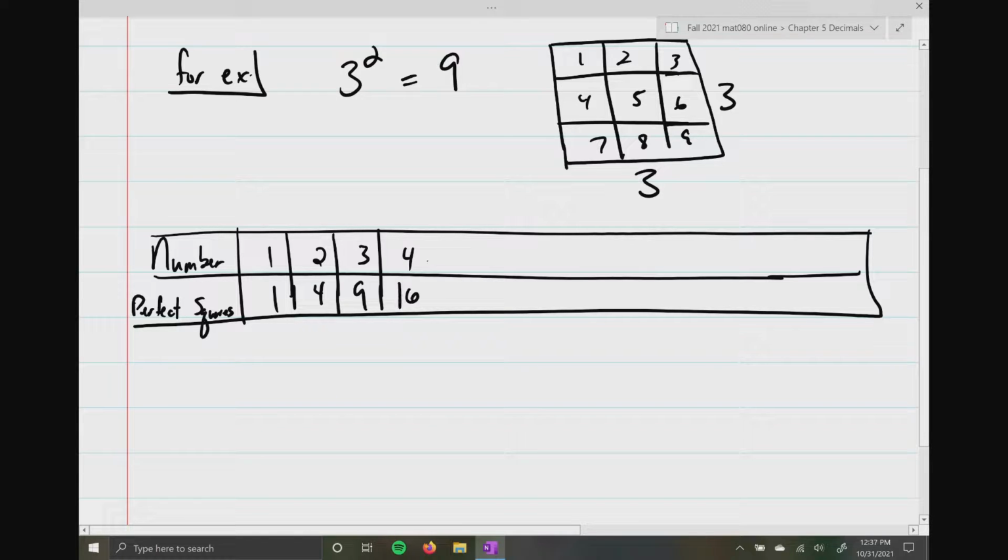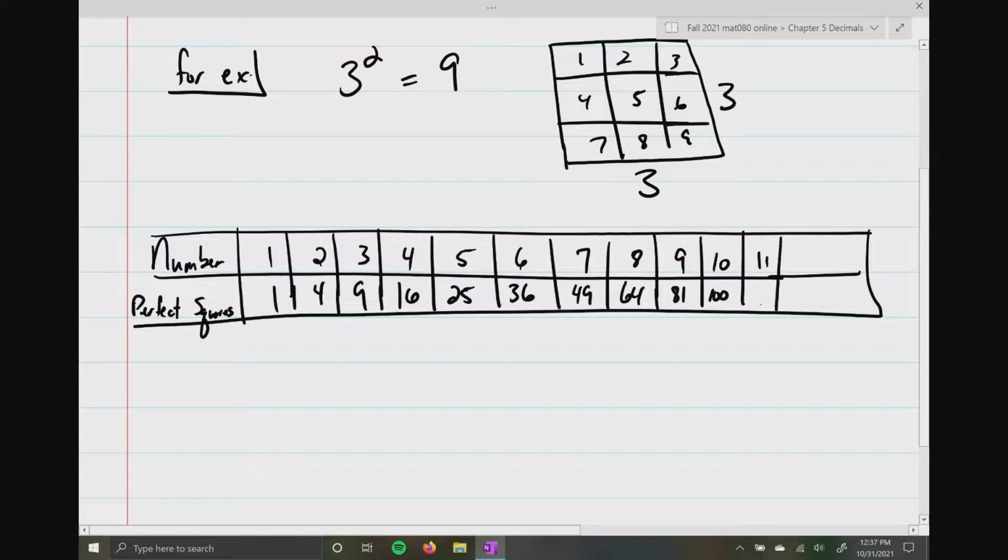So we got 4 and 16, 5 and 25, 6 and 36, 7 and 49, 8 and 64, 9 and 81, 10 and 100, 11 and 121, 12 and 144, 13 and 169, and there's even more, all right? You can go ahead and find the other ones. I mean, there's an infinite amount. But to understand square roots, we need to know perfect squares.